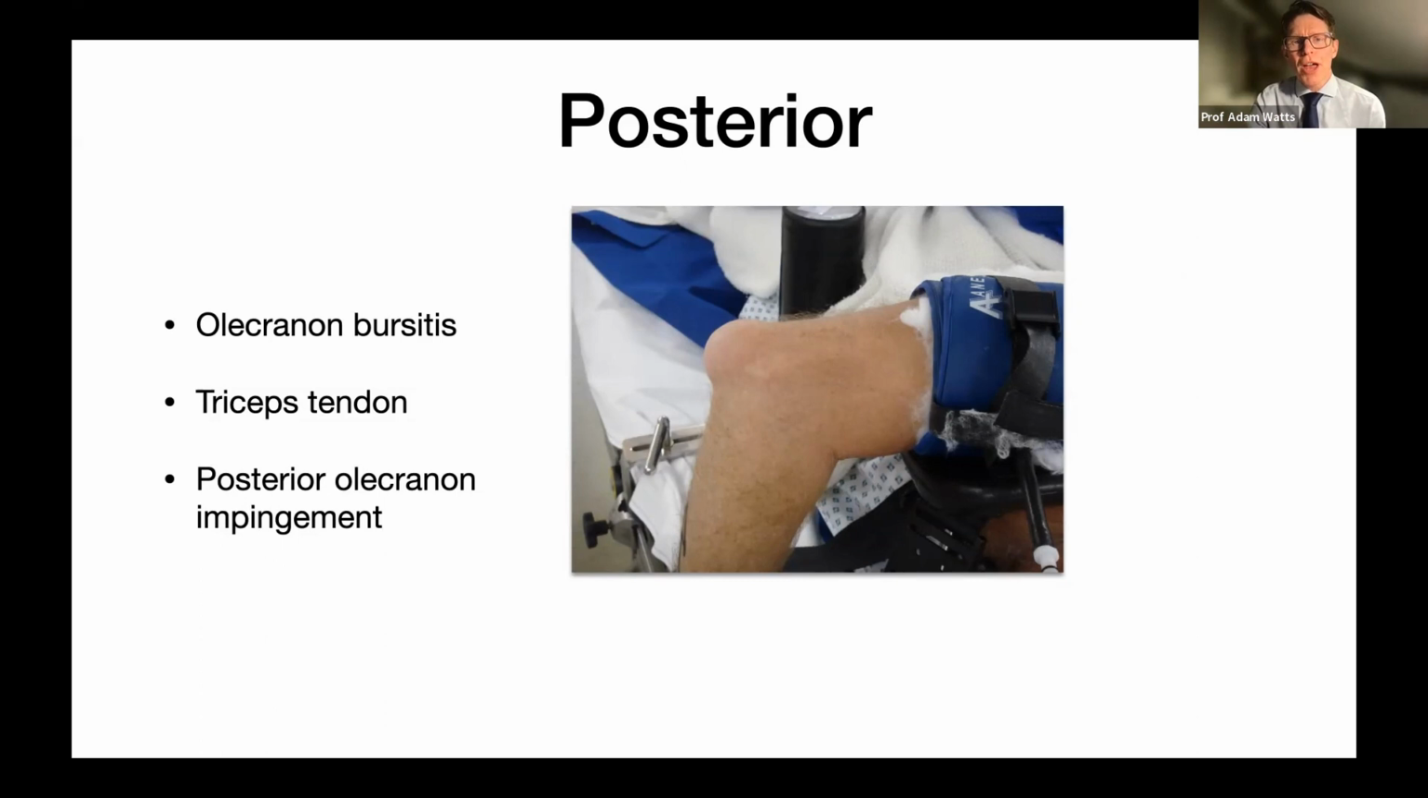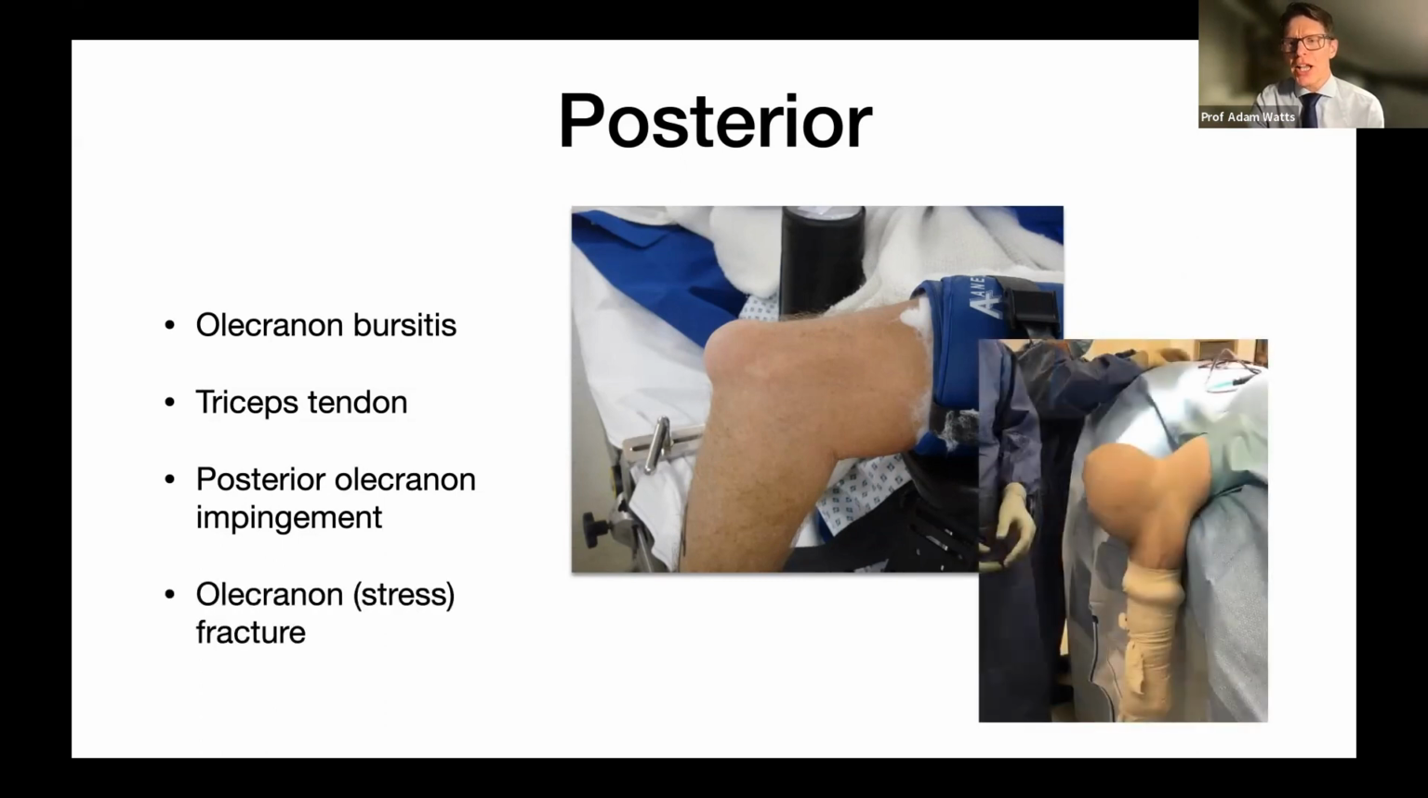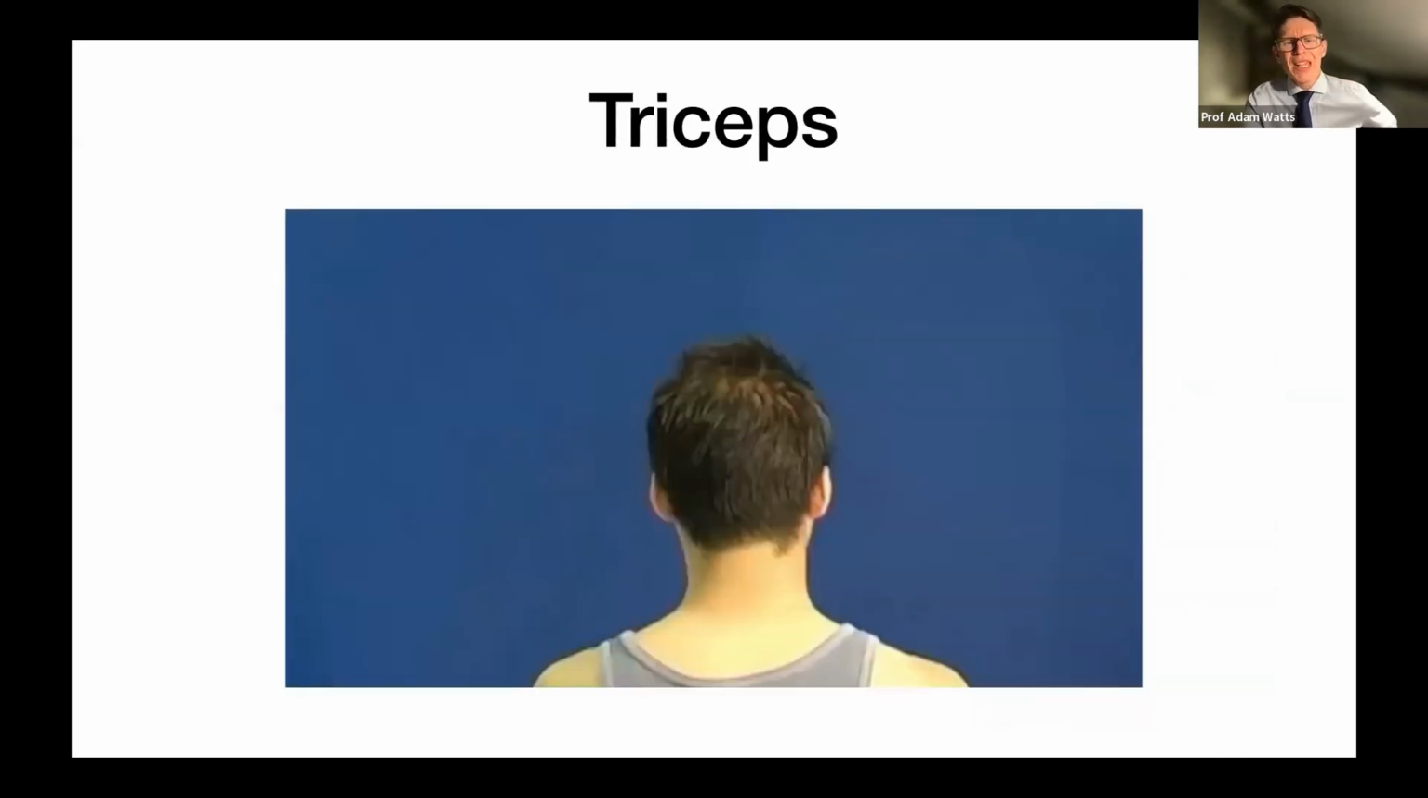Some posterior elbow swellings are obvious, but some can be challenging. This was in fact an olecranon bursitis, but you might have in your differential diagnosis gout or even tumor when seeing a lesion of that size.